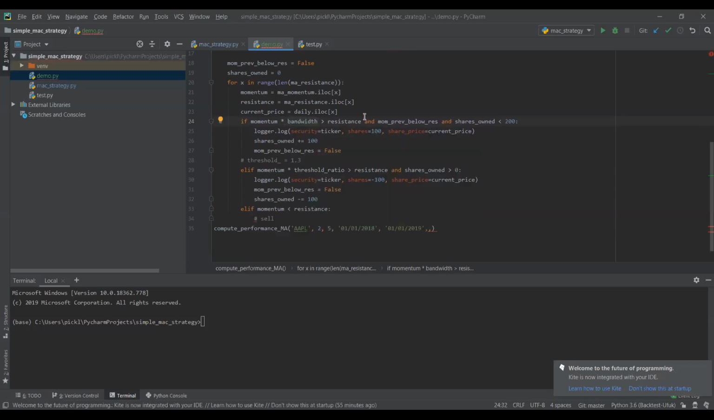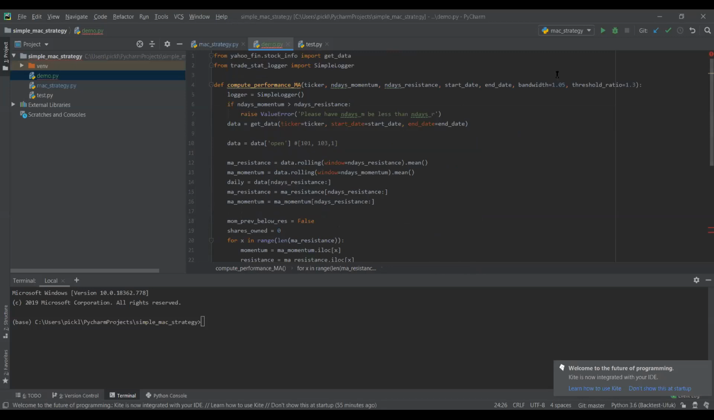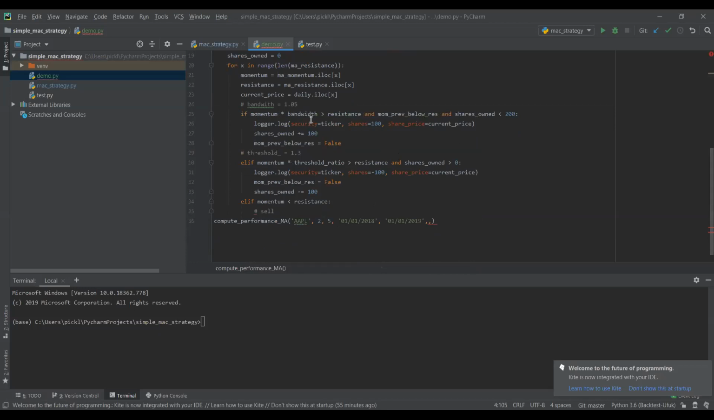bandwidth. So here earlier we defined bandwidth. You can see here I set bandwidth equal to 1.05. And the reason we want to have this bandwidth is because we don't want it to just rapidly trade, because these two if statements are super close to each other. So if the moving averages were super close to each other, then it'll just generate a bunch of trades.